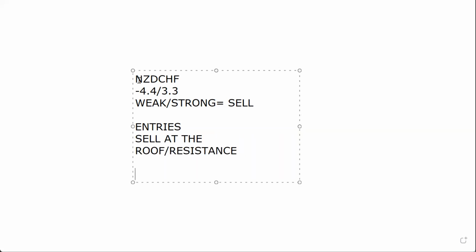You buy, check your device if you can see my screen. You buy at the support, at the floor, or support. I believe everyone can see my screen. If you can, put a 3 on the chart.